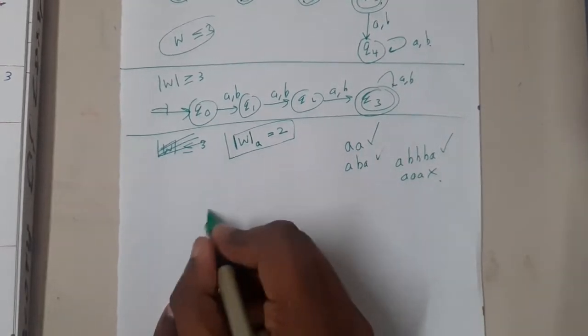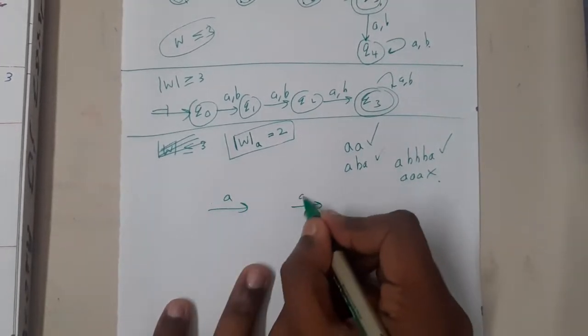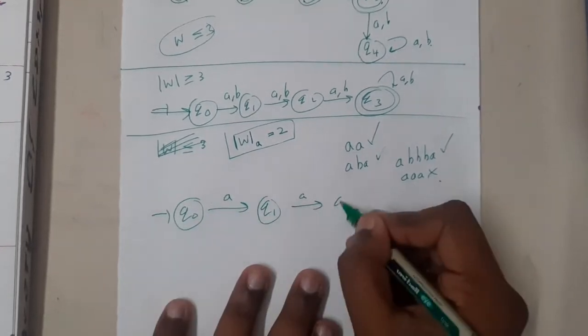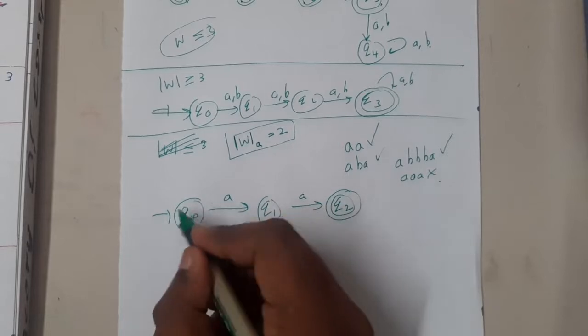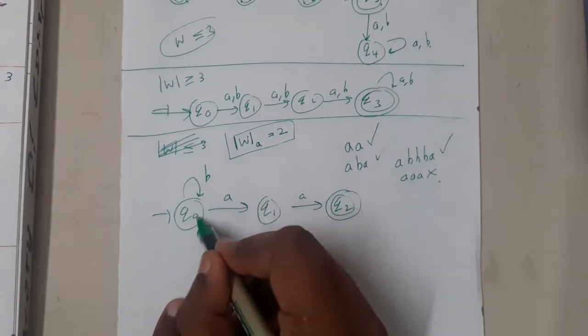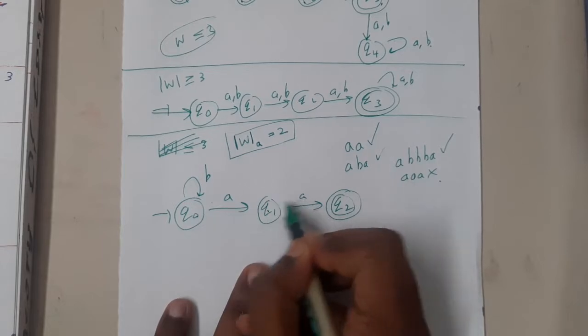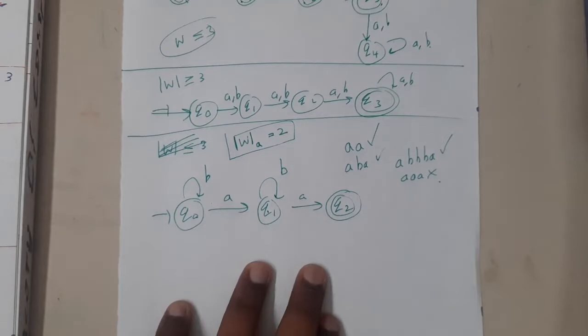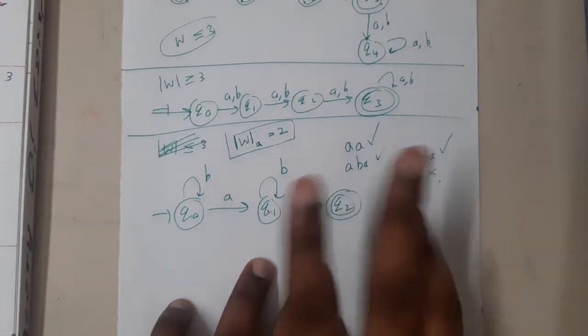The minimum string is AA, right? So A and A. So Q0, Q1, Q2. Anything that comes before this AA, if 100 B's come, there is no issue. You will loop. Similarly, after one A, one more A is there, but in between if 100 B's come, we can loop because there is no restriction of any order. You just need 2 A's, that's it.